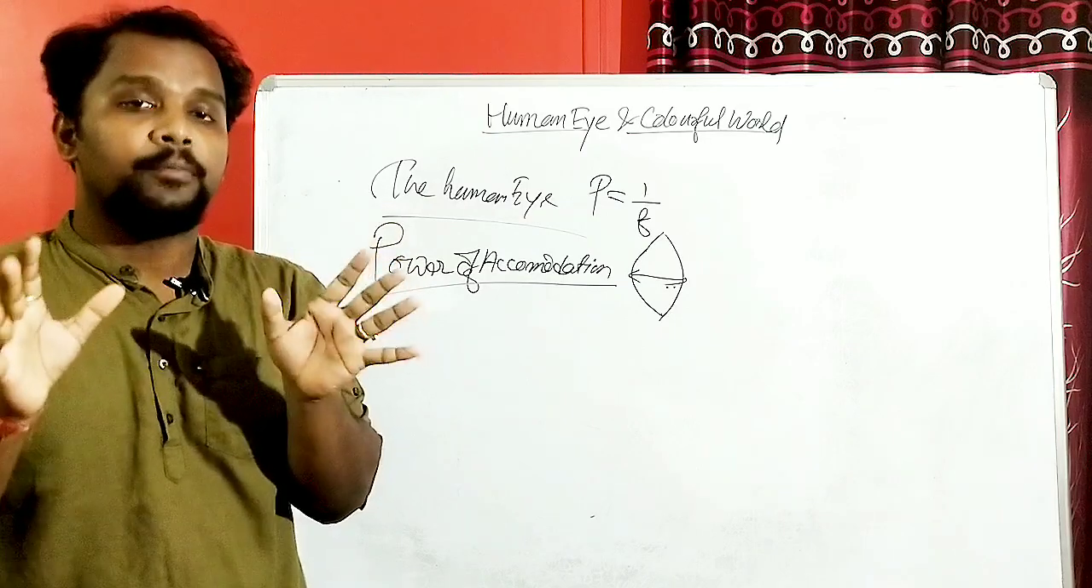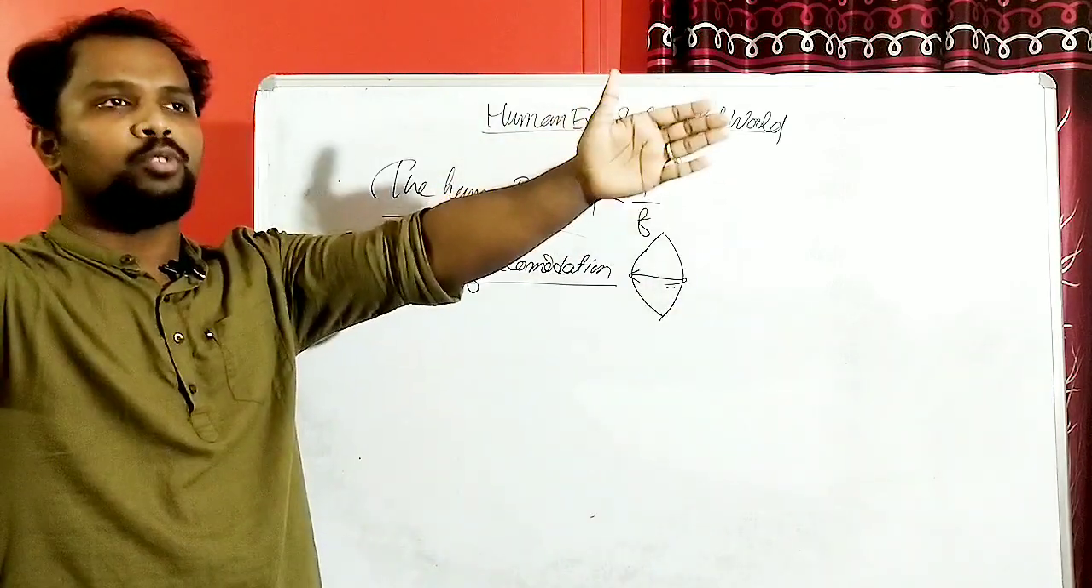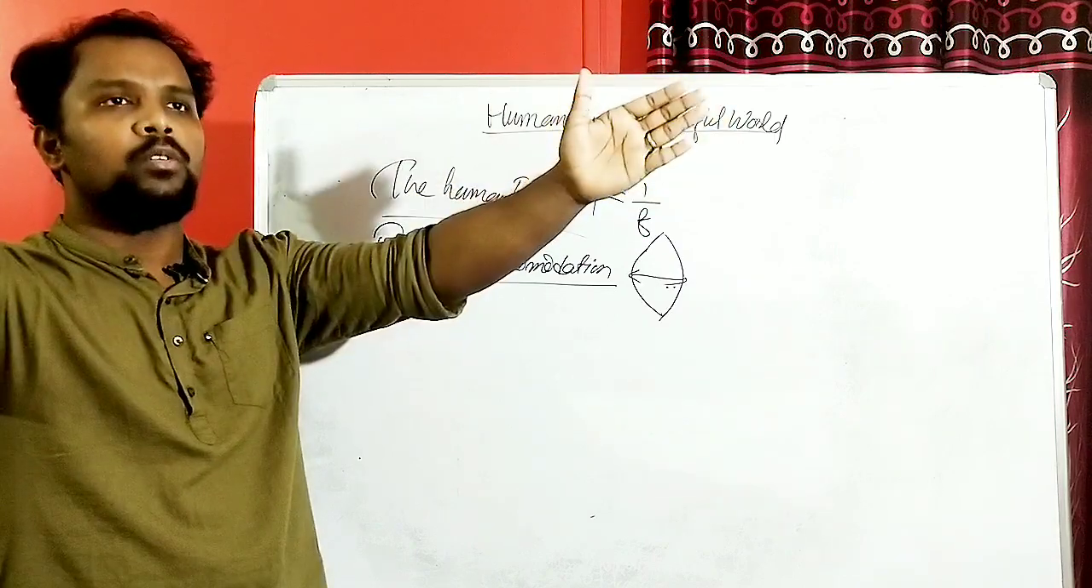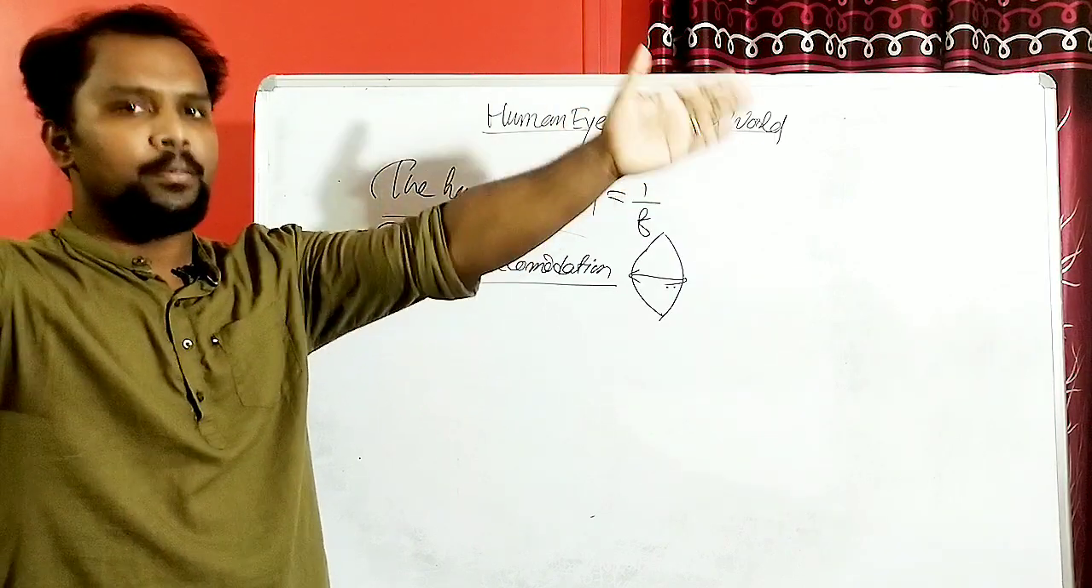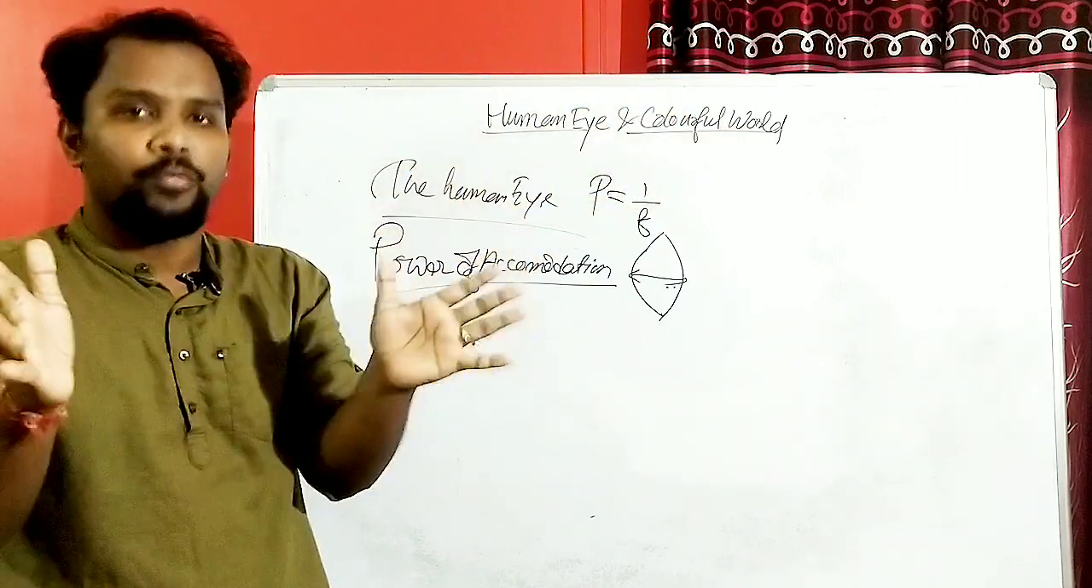I'm just doing it practically. Just do it by yourself too. You can actually put your hand in this manner, and then you will be able to get a distinct image only in this amount of angle, or angle of view. This angle is also known as the field of view.